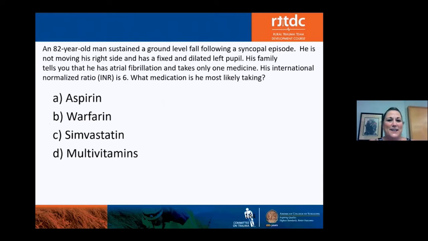All right, so we're going to close out that question. The answer is warfarin or Coumadin. It's the oldest anticoagulation that we have. Most of our older population is on warfarin for atrial fibrillation, DVT, clots. It's a cheap medication that most of the patients can afford.